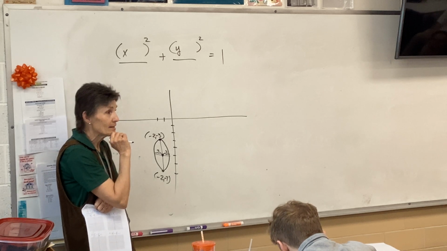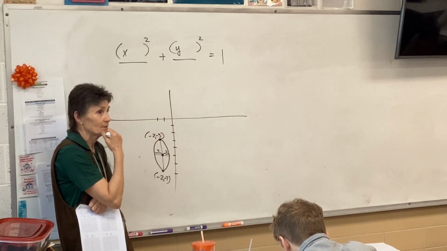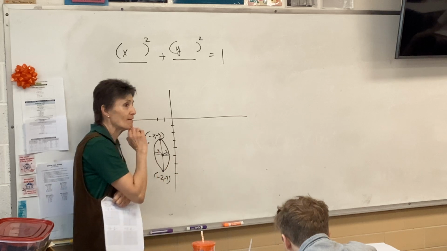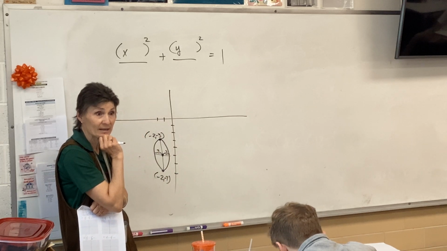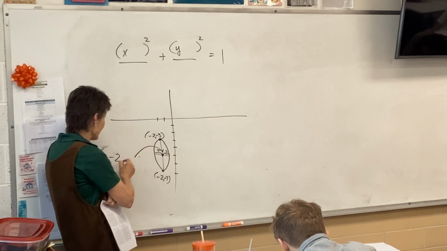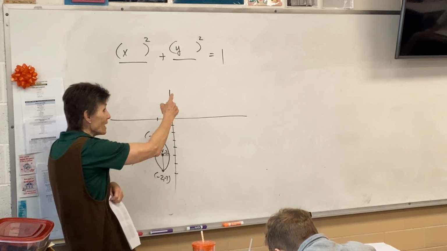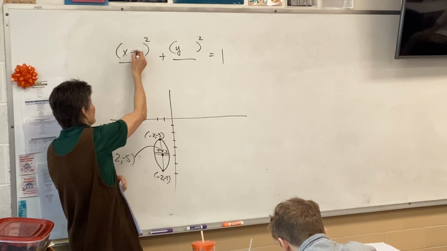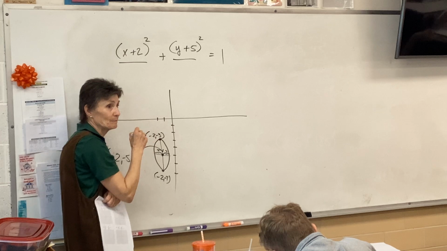I think I can. Isn't my center right in the middle of that segment? So -3 and -7 make -10, and half of that is -5. So this point right here is (-2, -5). Now what does that tell me about my equation? If that's the center, then I have (x + 2) and (y + 5).